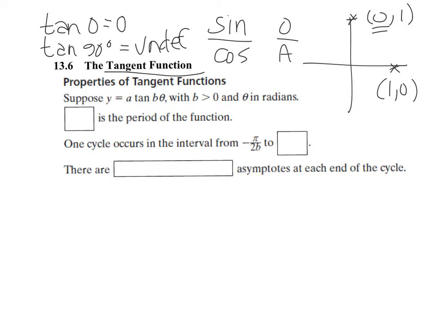So different than the sine and cosine function, which has a period of 2 pi and repeats itself, this tangent function has a period of pi. Because there's 2 points in the cycle where it's 0, and 2 points in the cycle where it's undefined. One cycle occurs in the interval from negative pi over 2b to positive pi over 2b. And there are vertical asymptotes at each end of the cycle.